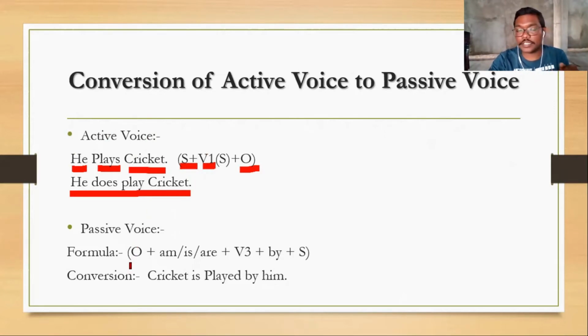See here, first of all, let us enter into the formula. First we have the object, followed by helping verbs. These are called helping verbs: am, is, are. Next, V3 plus by plus subject. This is a common structure, as I have already told. Object, V3 plus by plus subject. What changes here is am or is or are. So this is the change.